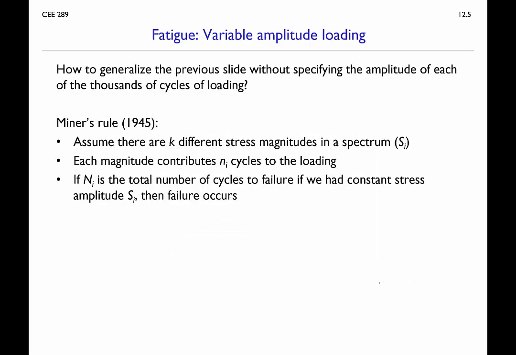Okay, so we want to think about using the same concept, but we don't want to specify each cycle of loading's amplitude. We want to think about some sort of a stochastic description here. And so Miner's rule is by far the most popular way for doing this. Miner's rule is underlying most building codes in the world, some aspect of the fatigue failure and things like that. So let's make a note. This is used in almost every design code worldwide.